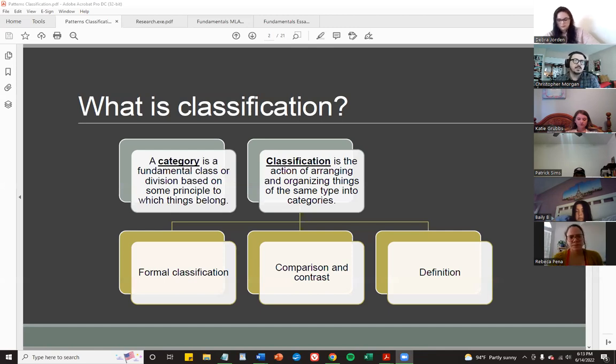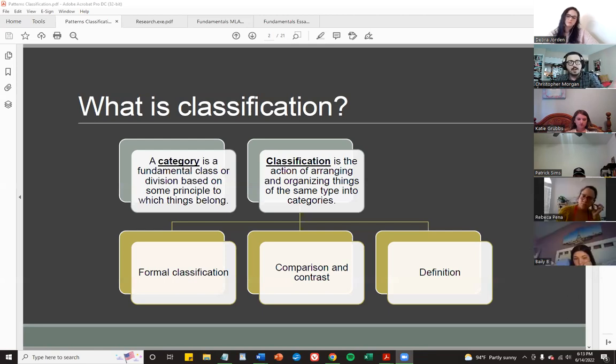Classification itself is the action of arranging or organizing things of some type into categories. And this itself is an act of classification. I've divided classification into three different kinds: definitions, comparison and contrasting, and formal classification. It's an act of division because I'm dividing it into smaller subtypes, but each of these is a different category which belongs to the larger idea of what is classification.